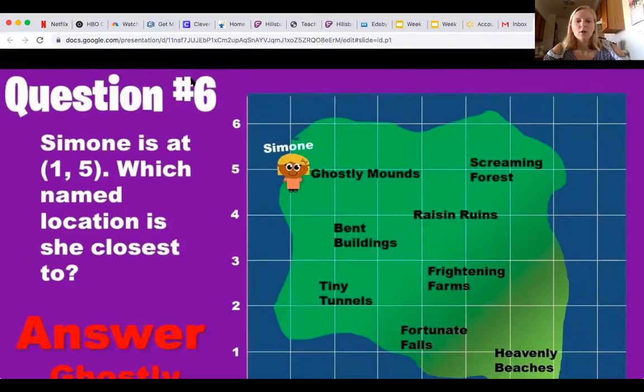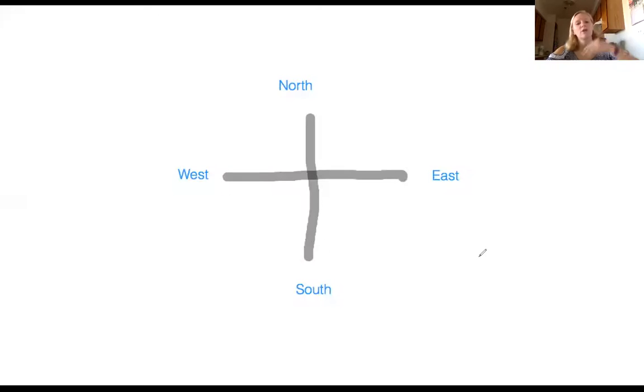Okay, so I want you guys to really keep in mind these directions. They're really going to help you. So I like to say, never eat soggy waffles, to remember them in like a circle. You can come up with whatever acronym works for you to remember, but drawing this on your paper when trying to solve these problems might help you a lot. So north, east, south, west. Keep that in mind. And let me know if you have any questions.